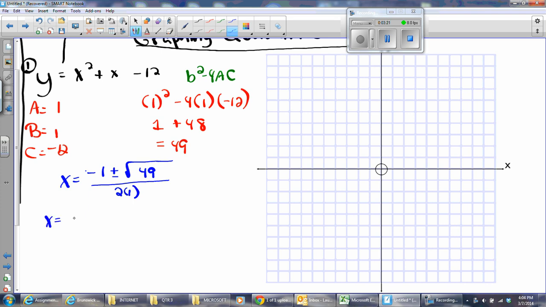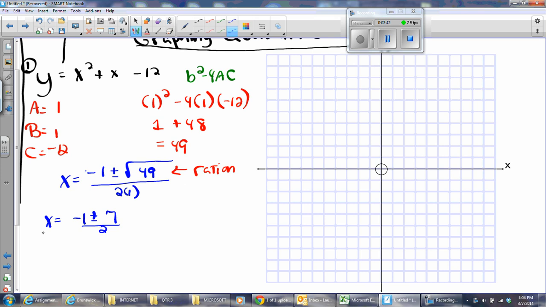So I'm going to get x equals negative 1 plus or minus the square root of 49, which is 7 because it's a perfect square. This is a rational number, right? The square root of 49 is rational. It ends up being a decimal that ends. 7 is a decimal that ends. And that's going to be all over 2.